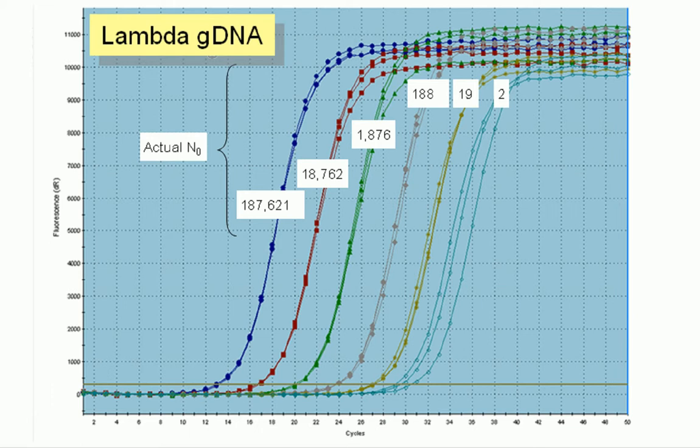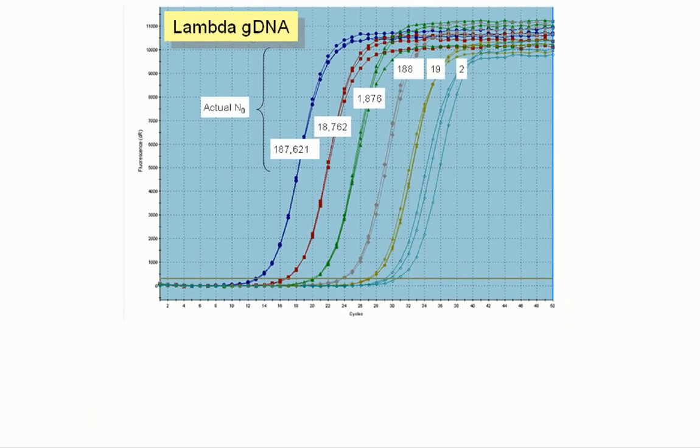This is an example of such an approach in which lambda genomic DNA has been diluted down to a predicted quantity of 2 molecules, with 3 technical replicate reactions conducted for each dilution. The tight clustering of the replicate profiles is reflective of the precision that can be achieved. An obvious exception is the 2-molecule sample, which I will return to in a moment.